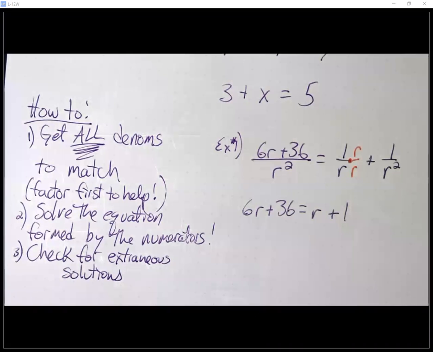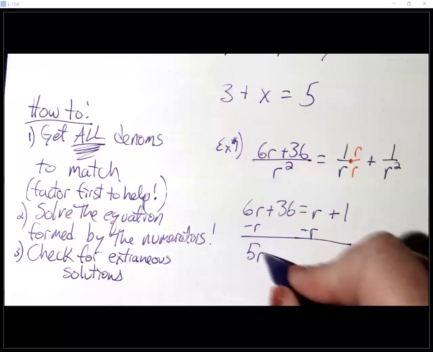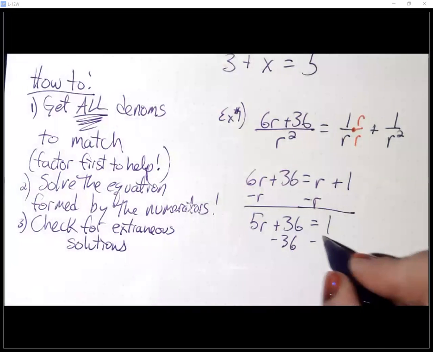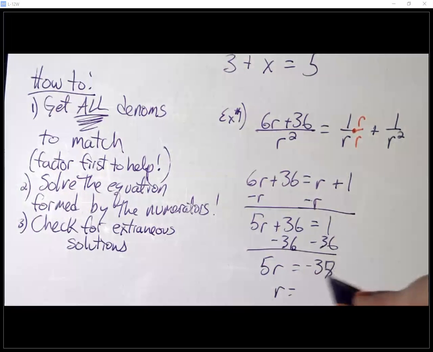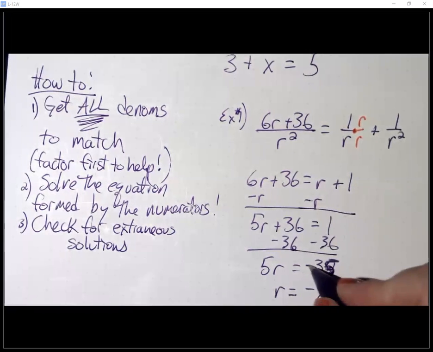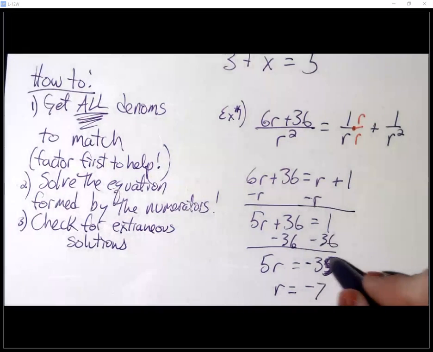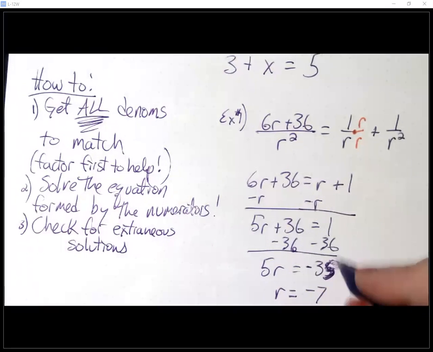Just like a normal equation. So wouldn't I minus r? 5r plus 36 equals 1, and then just solve from here, right? Easy peasy. I got -7, did you? Trying to clean that up a little bit. So that just made it way worse. That's a 5. Yeah, sorry.